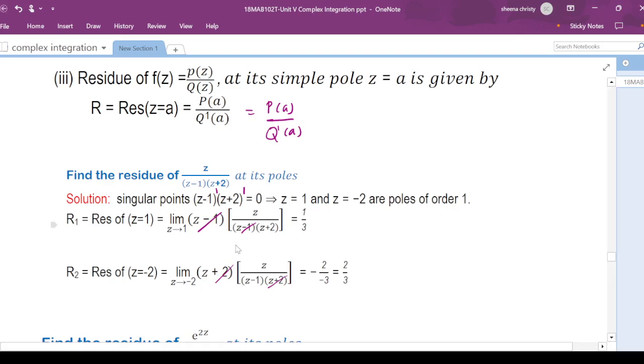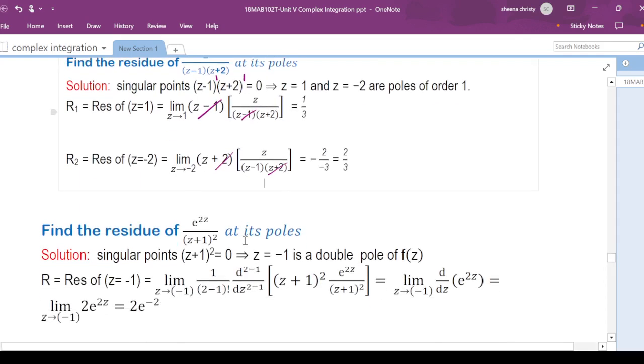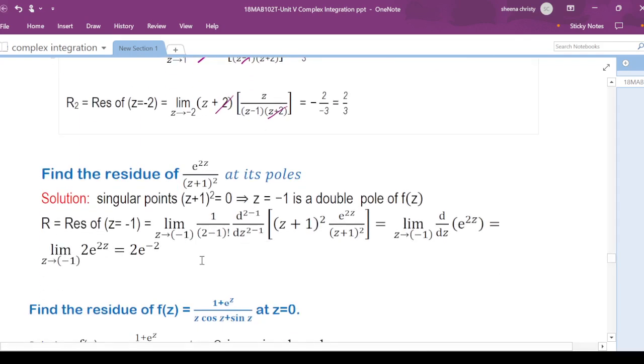Now we'll move on to the next problem. Find the residue of f of z equals e power 2z divided by (z plus 1) the whole square at its poles. To get the poles, we have to find the singular points. Equate the denominator to 0. Here, (z plus 1) the whole square equal to 0 gives you z equal to minus 1.